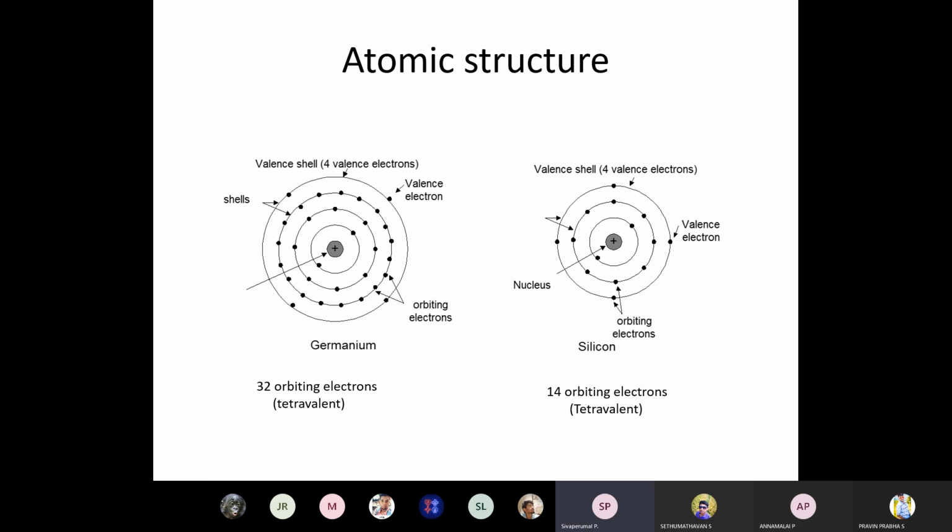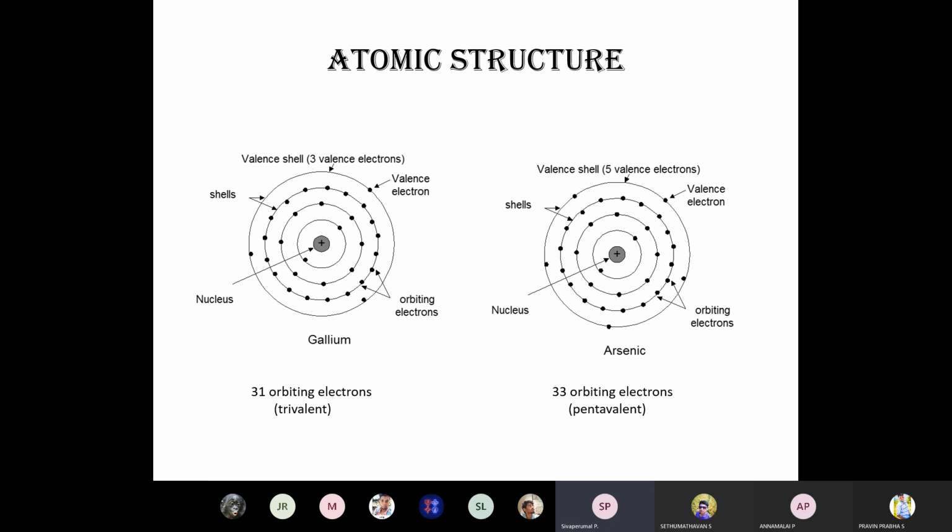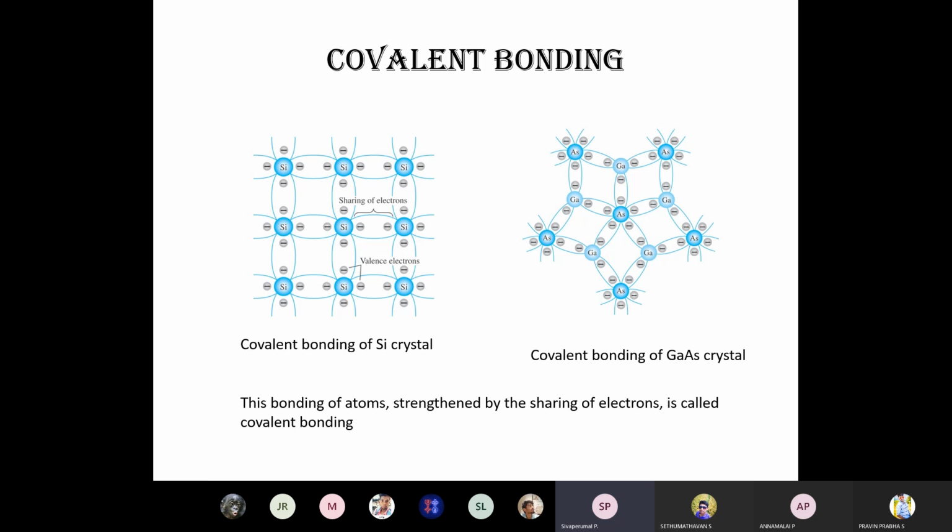Okay, this is germanium. The orbiting electrons will be 32. The valence electrons in the outer region will be 4 only, and the remaining electrons will be inside that structure. Okay, this is just a small basic structure, so I skip that. No need to discuss more, because you already discussed it in physics itself.